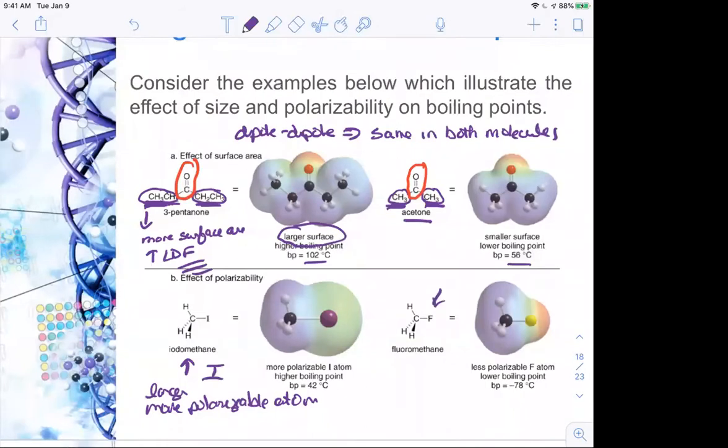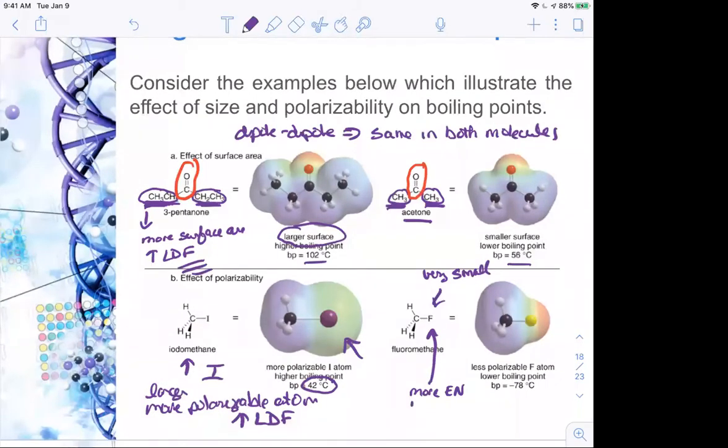Fluorine is very small, right? It's only in row 2. Iodine's got a lot more shells, right? You can tell there's a ton more electron cloud here, which means I increase London dispersion forces. Fluorine is actually more electronegative than iodine. But notice the iodine compound has a higher boiling point.